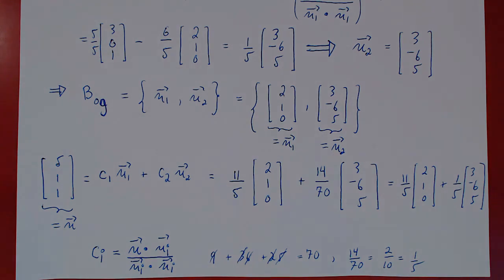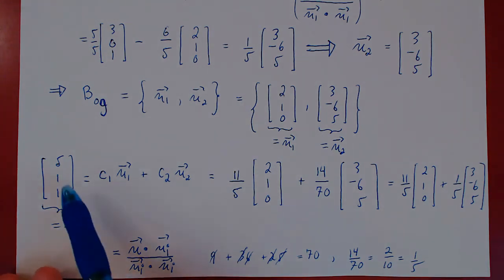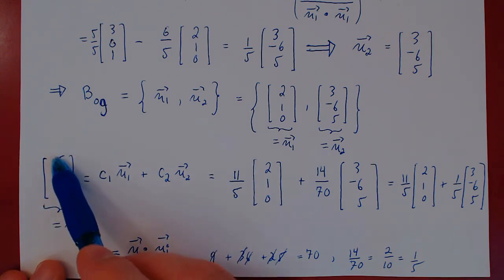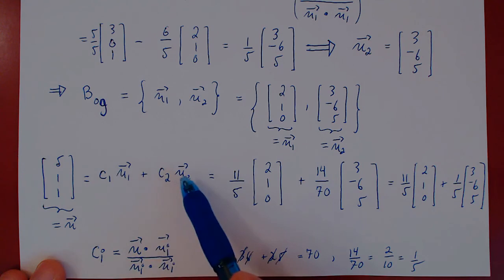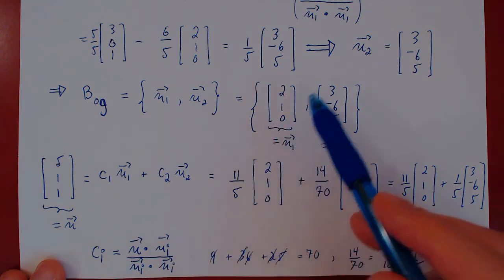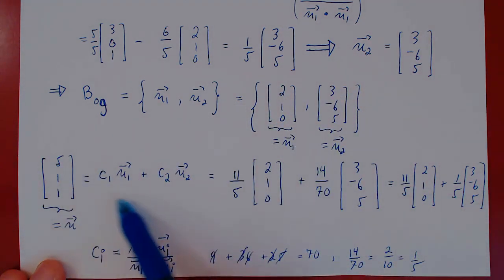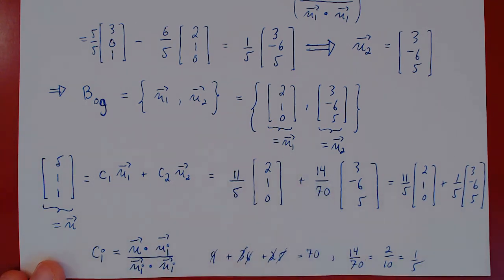And that is why having an orthogonal basis is so nice. Whenever you want to express any vector in your space as a linear combination of the new orthogonal basis vectors, you don't have to solve a linear system. You can just use the dot product to solve for the coefficients one at a time. And that is much more efficient.